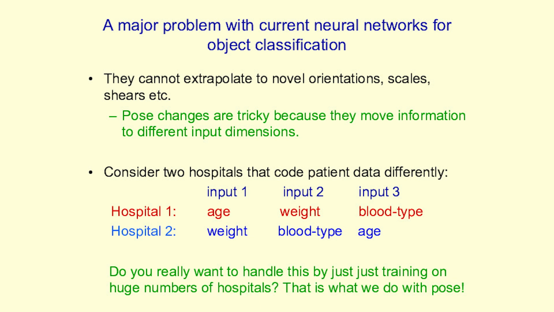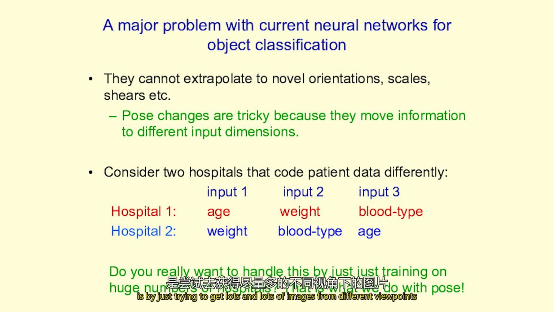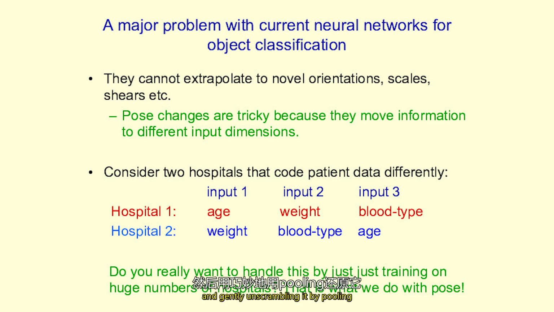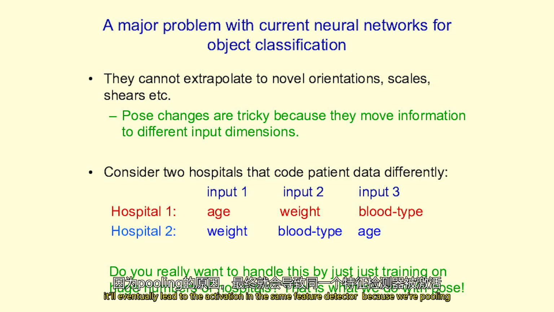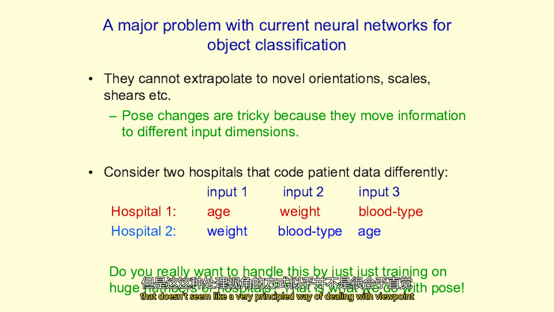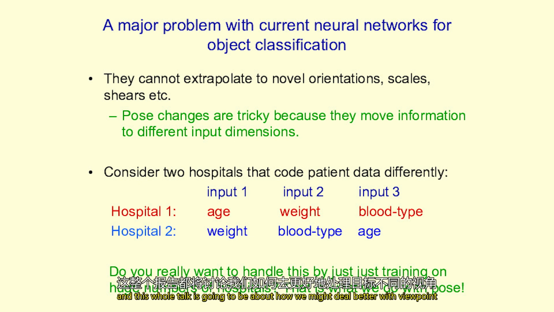But that's what viewpoint does to images. It puts the same information on different pixels. And the way convnets try and deal with it is by just trying to get lots and lots of images from different viewpoints and gently unscrambling it by pooling. The best they've got for unscrambling is pooling, which says if it occurred nearby, it'll eventually lead to activation in the same feature detector because we're pooling. That doesn't seem like a very principled way of dealing with viewpoint. And this whole talk is going to be about how we might deal better with viewpoint.